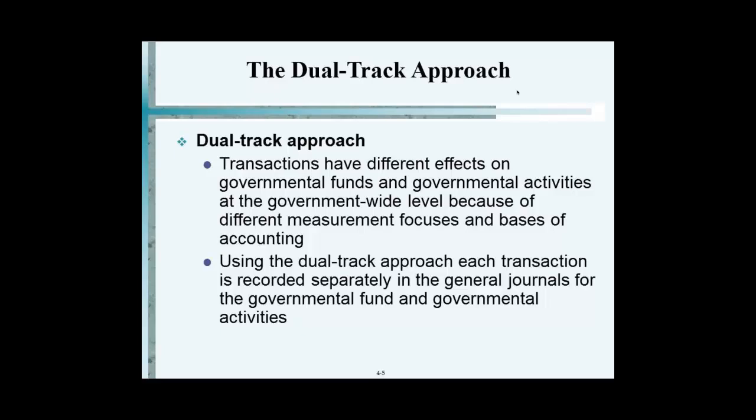You record depreciation under accrual basis. You debit depreciation and credit accumulated depreciation. Under modified accrual basis, nothing, because under modified accrual basis, we don't recognize depreciation. You make a payroll. You have payroll. You debit payroll expense, credit cash. Same under both modified and accrual basis. Three different transactions recorded three different ways.